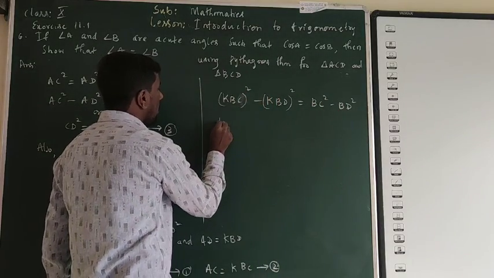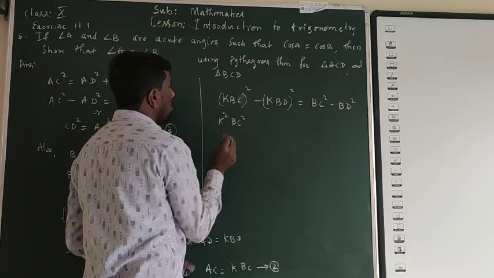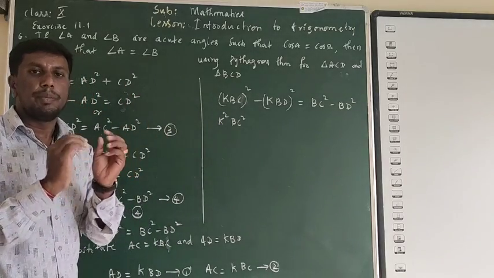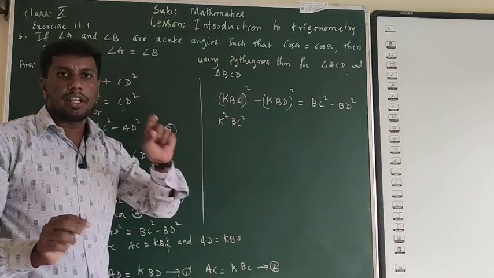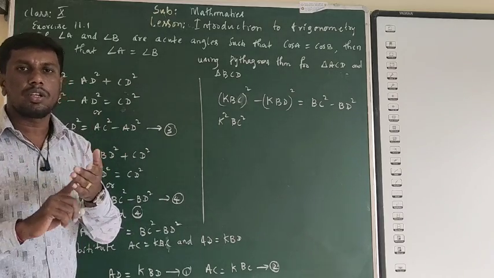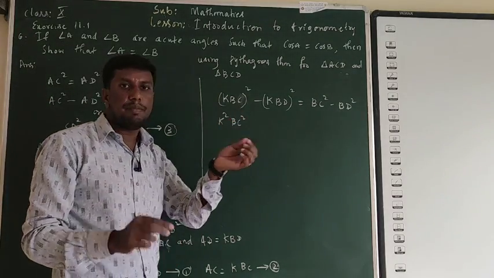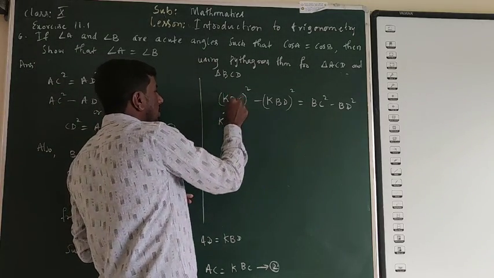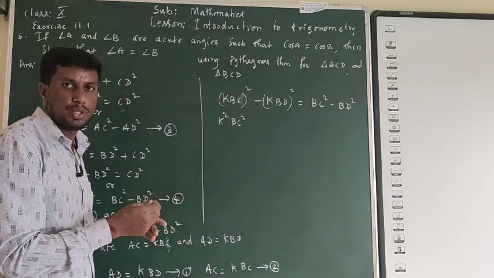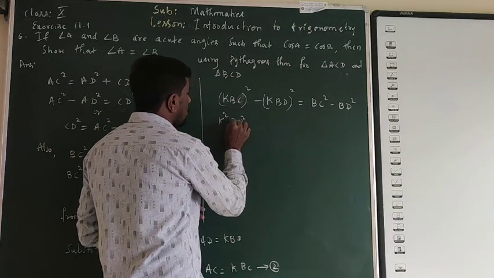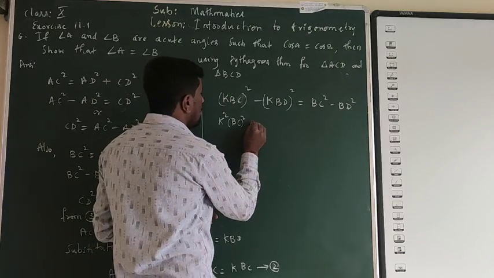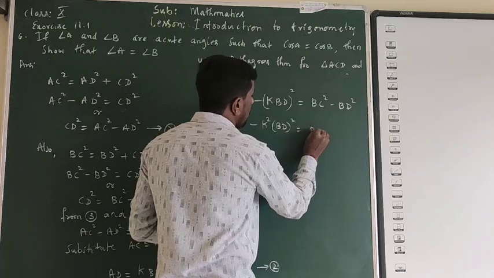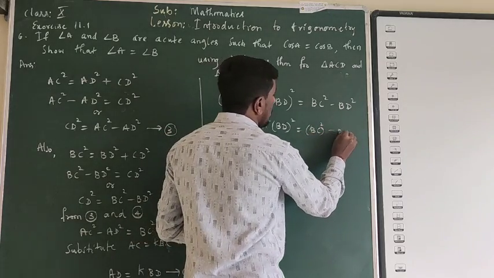So if you split the square, K square BC square. You can't even split it as B square C square. BC is not a product of terms. BC is a side. K is different. K is some constant, some positive integer, whereas BC is the length of a side. It is the measure of the side. So you can't split it into B and C, B square C square. It is not possible, right? Otherwise you write it like this, BC whole square. Then K square BD square. So this is BC square minus BD square.